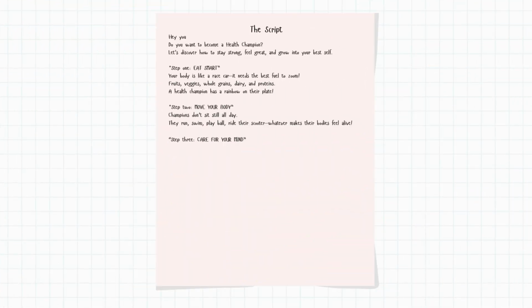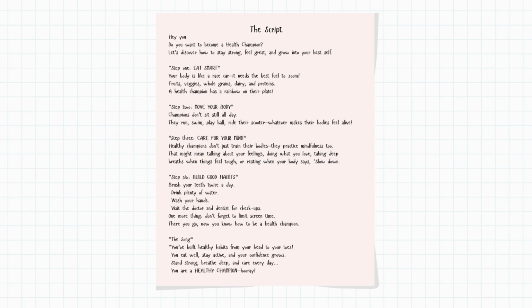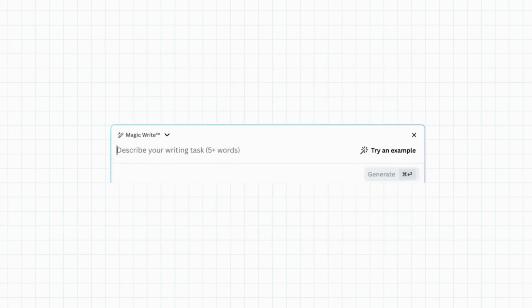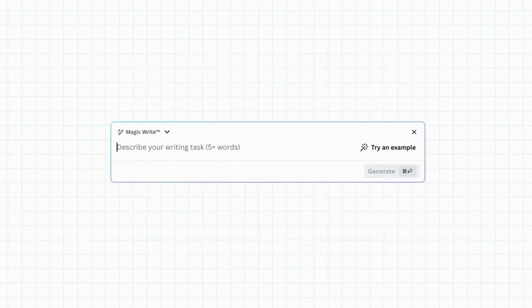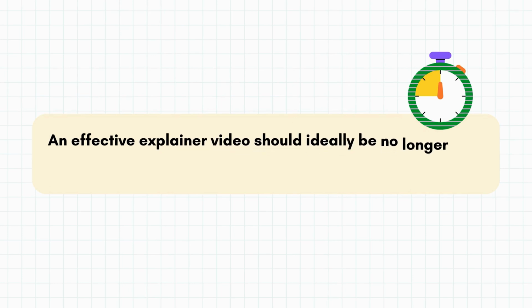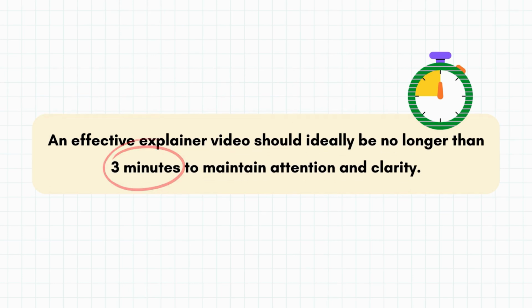The first thing we need when designing an explainer video is a script. For my chosen topic, health and wellness, I started by pulling key information from the lesson while keeping in mind the learning outcomes. This helped me shape a focused and meaningful script. You can also use Canva Magic Write, an AI tool, to support your writing process. Make sure you adjust the script to the length you need. Just keep in mind, an effective explainer video should ideally be no longer than 3 minutes to maintain attention and clarity.